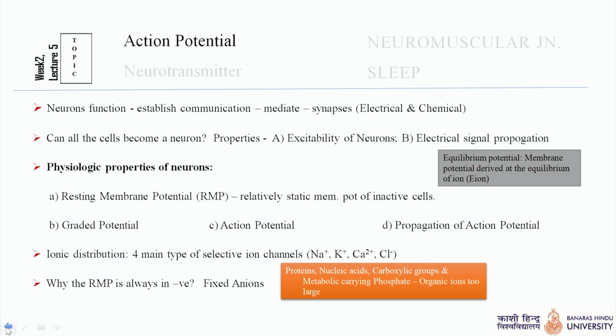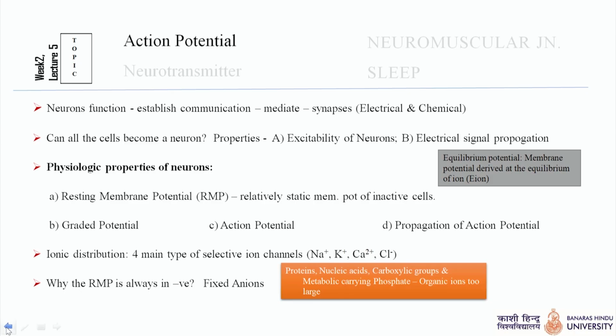Now, can all the cells become neurons? Is it possible? Yes, whichever cells possess the properties of excitability and electrical signal propagation, those cells are called neurons. Now these neurons also show certain physiological properties. The first and foremost property is the resting membrane potential.